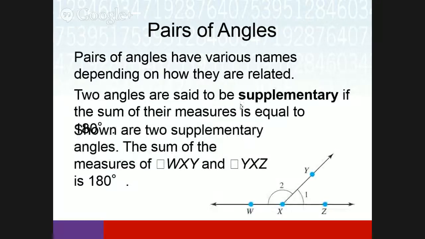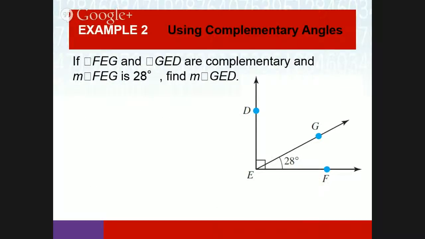There are supplementary angles. Their sum is 180 degrees. So if you know this is a straight line, and you have a ray coming off here, the angle sum from 1 to 2 is 180 degrees because they're supplementary. So here are some examples of solving for missing angles. If this angle is given as 28 degrees, what is this angle? Right? 62 degrees, pretty straightforward.